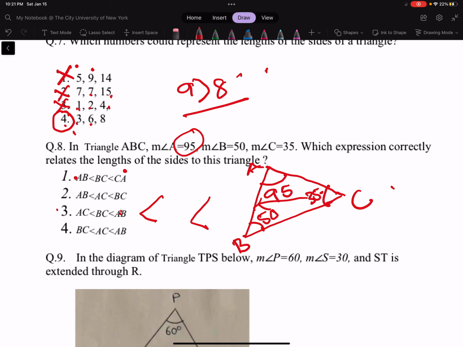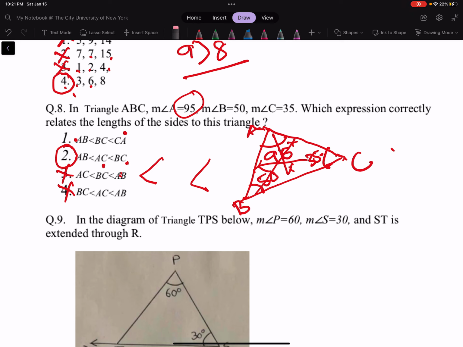Other than AB, anything else is eliminated. And then the middle one is 50, so its opposite is AC. So after that, it should be AC. And then the largest one is 95, so it's opposite to BC. And you see, it exactly matches. So number 2 is the choice. That's the answer for number 8, that's 2.